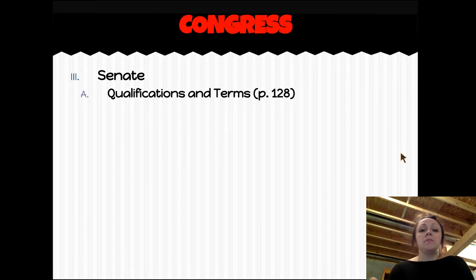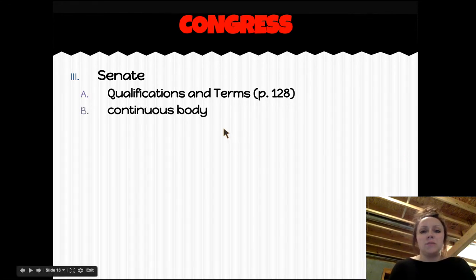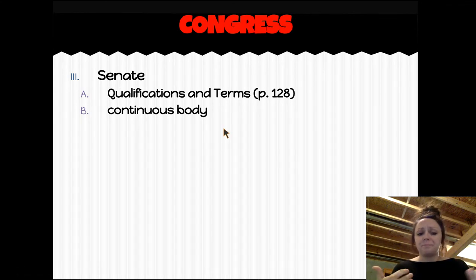Basically, whenever you're a senator, depending on when you're elected, you're put into one of 3 classes. That tells us when you're going to be up for re-election. And what that does is create something called a continuous body. Now, this was a vocabulary term that some of you had some difficulty with. So here's a continuous body.